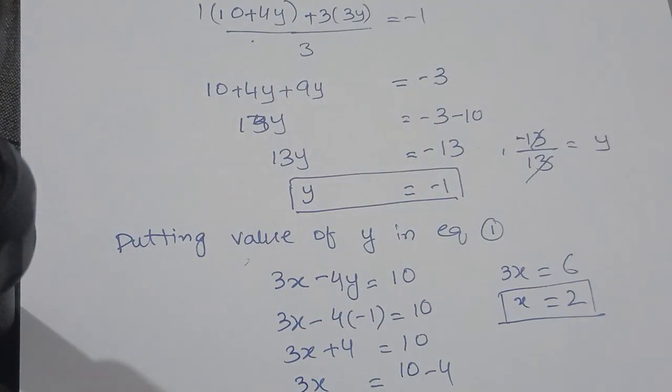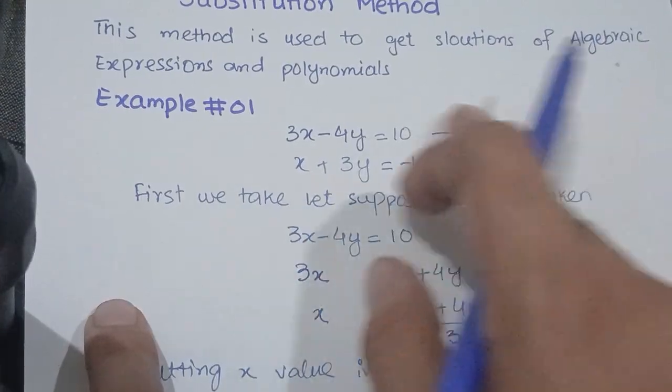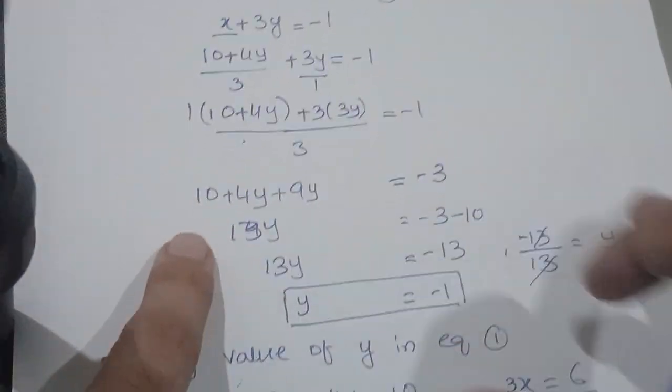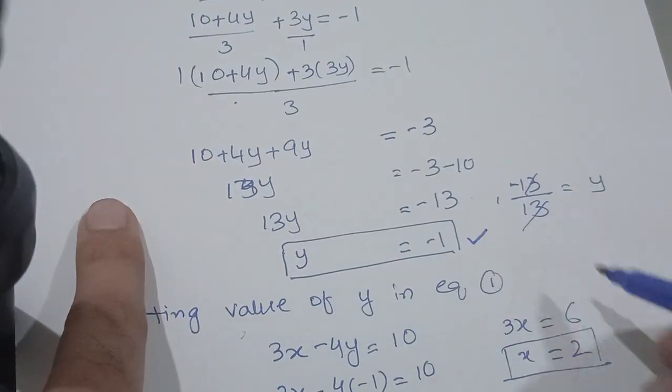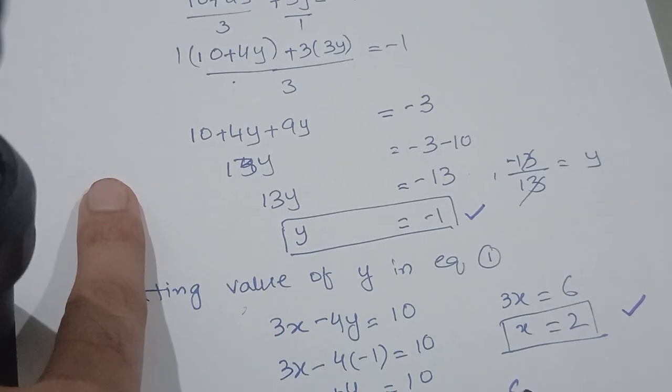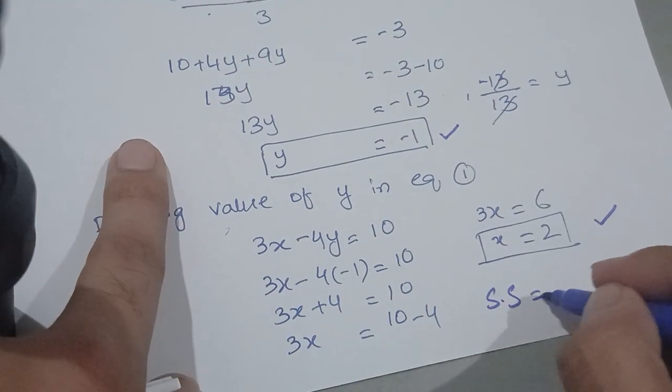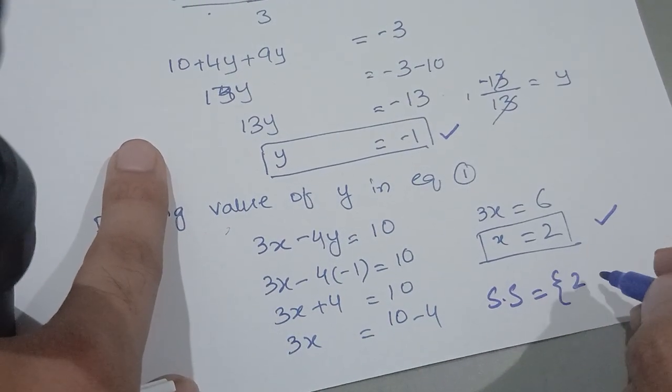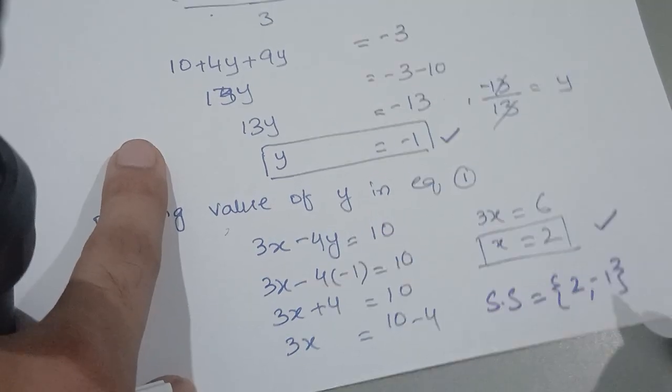You can check by putting the value of y and x in any of these equations. If this equation is satisfied, our answers are okay. So this is the value of x, y. Solution set, we can write 2, minus 1. So this is the answer.